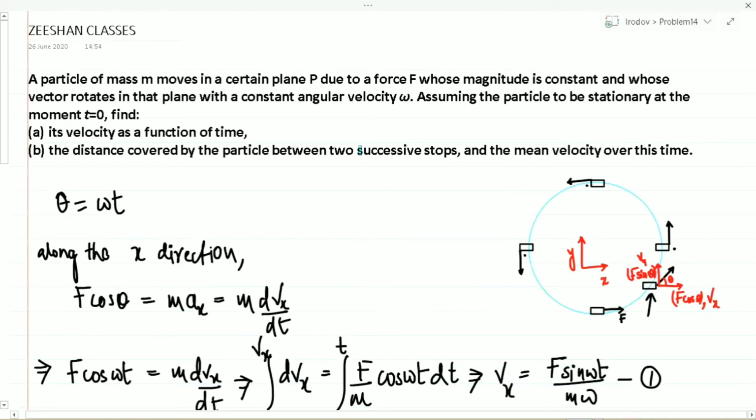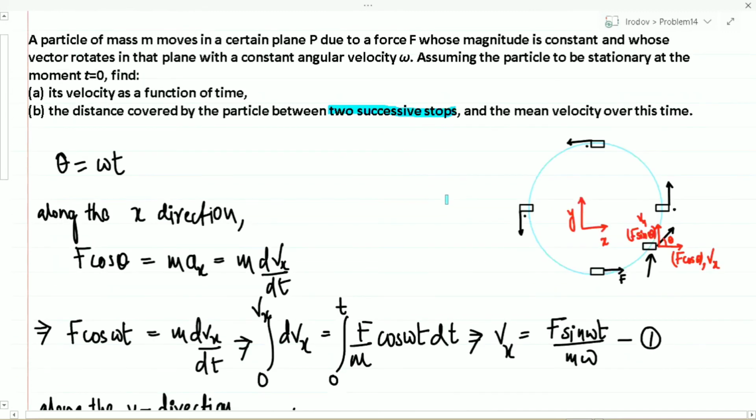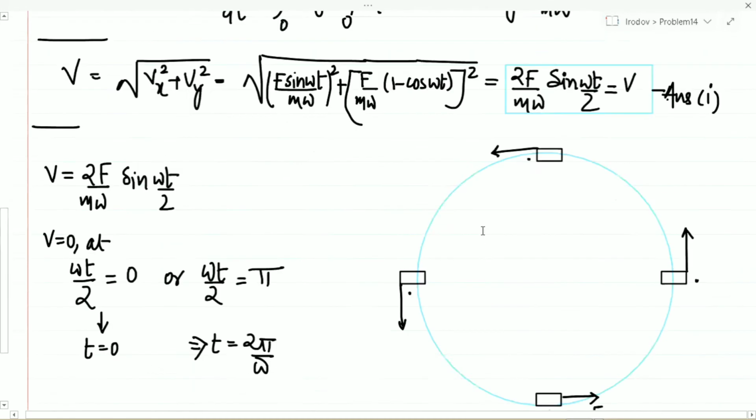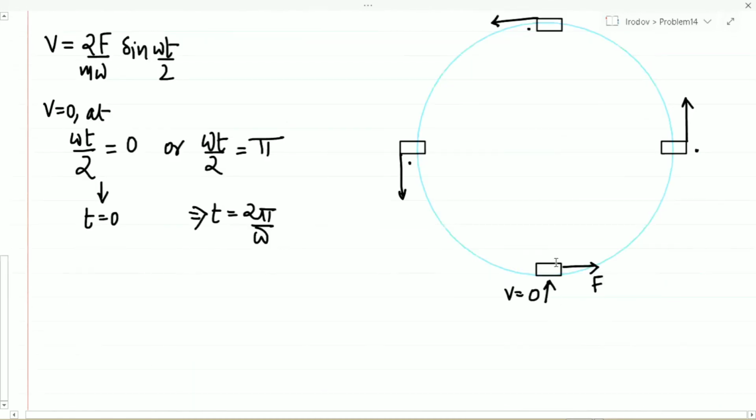Now, looking at this part of the problem, two successive stops mean the points at which the velocity becomes 0. And we have already got those points where the velocity becomes 0. It starts from here, goes around, and comes back to the original location, and the velocity becomes 0. Broadly, they want us to find the distance traveled along this circle, the circumference of this circle.